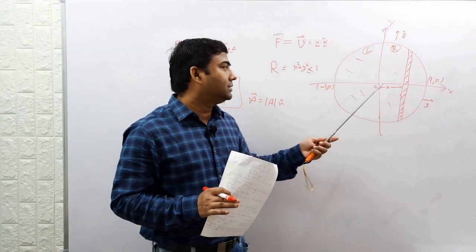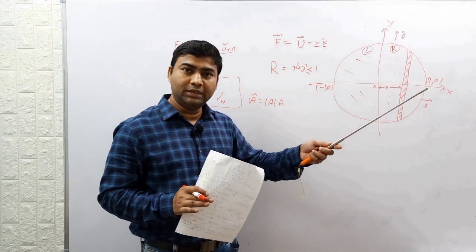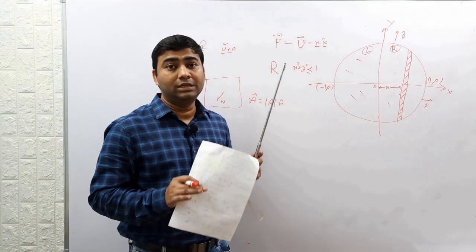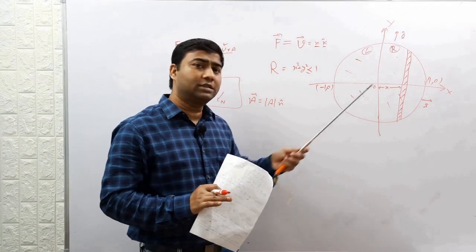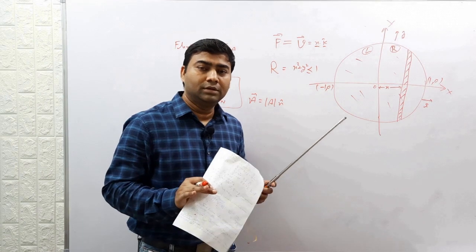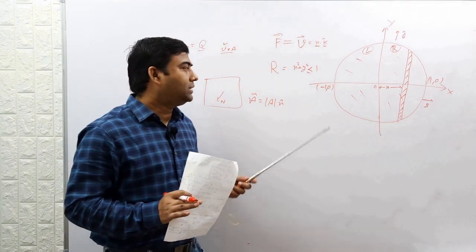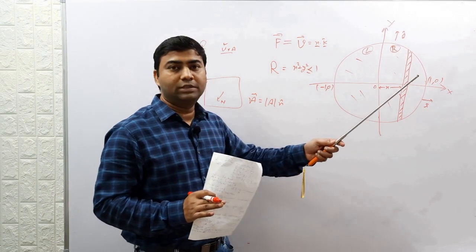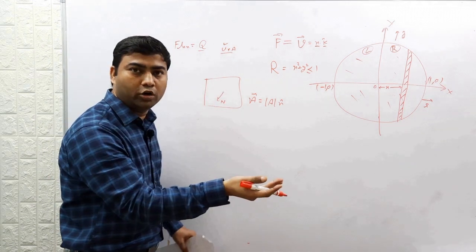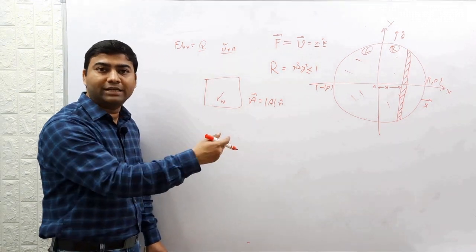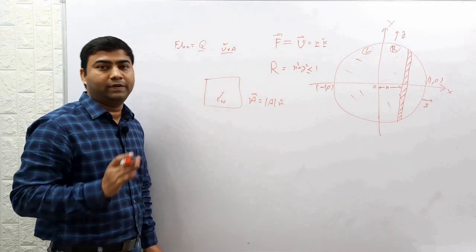But by convention, the above-the-board direction is chosen positive and the below-the-board direction is chosen negative. You can choose the below-the-board direction positive also. It is up to you, and you will get the same result. That result will not change. For a flat area, there will be two normals. Any normal direction you can choose positive and the second negative. That doesn't make any difference.